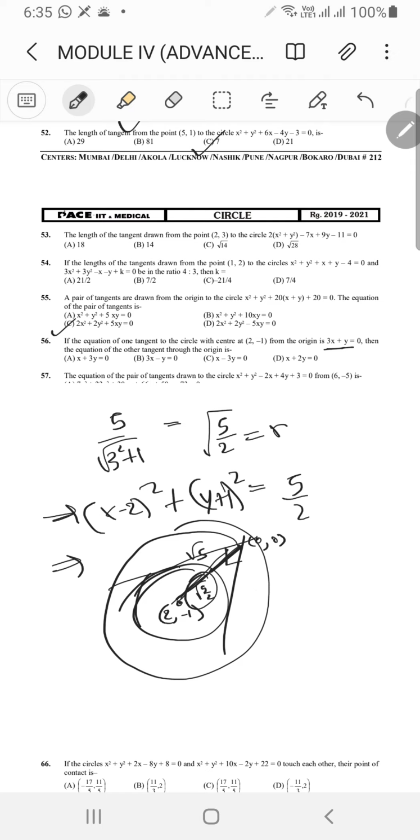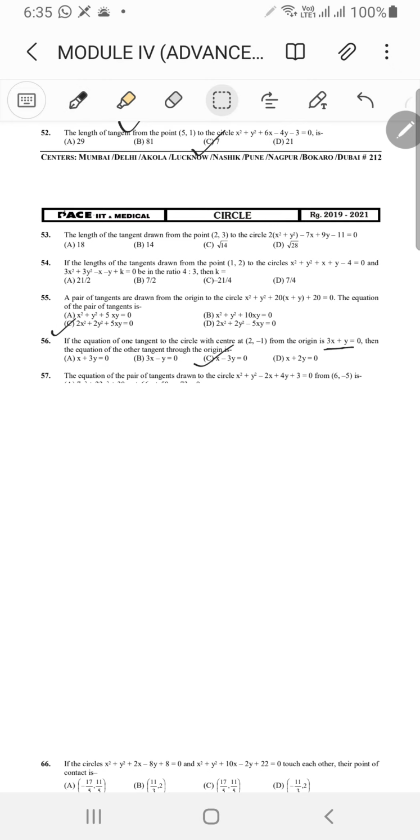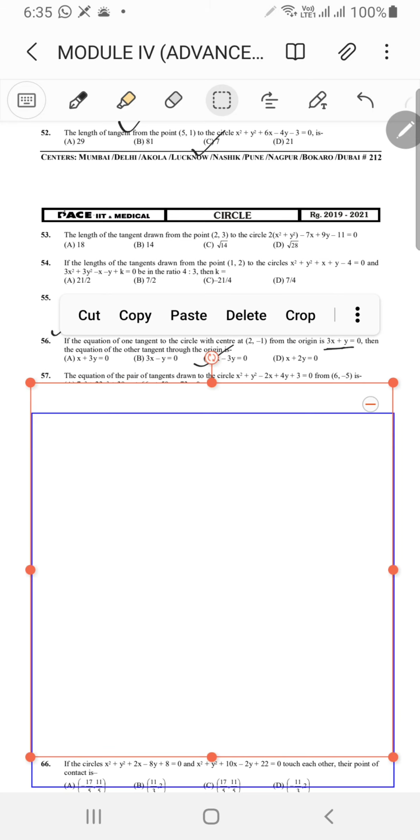So the other one is going to be x minus 3 pi equal to 0. In other words, x equal to 3 pi. That's it. That is all there is to this question. Just had to find the radius and the distance, and that's going to tell us everything.